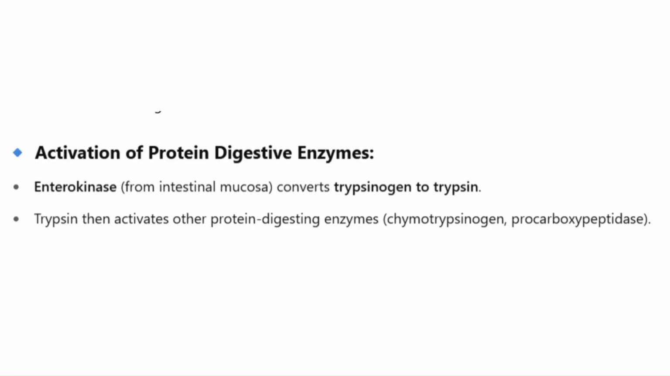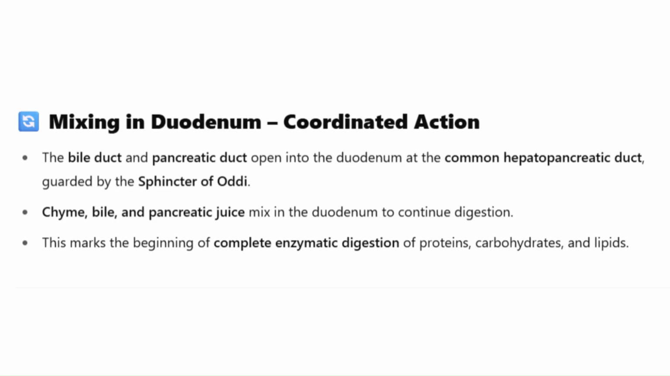Activation of protein digestive enzymes. Enterokinase from intestinal mucosa converts trypsinogen to trypsin. Trypsin then activates other protein-digesting enzymes, chymotrypsinogen and procarboxypeptidase. Mixing in duodenum. Coordinated action.